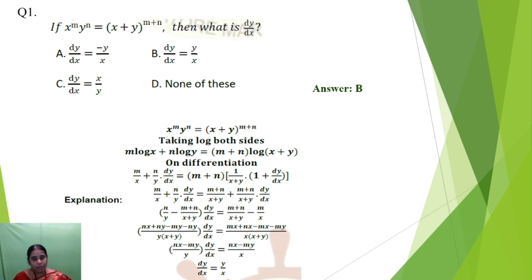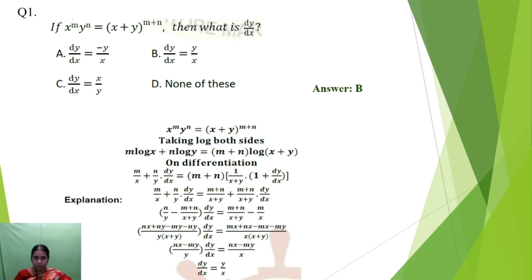Taking dy by dx alone on the left side and the remaining terms on the right side. On solving this, by taking our LCM, we get (nx minus my) by y into dy by dx equal to (nx minus my) by x. On cancelling the common terms, we get dy by dx as y by x, which is option B. That's why the answer for this function is B.